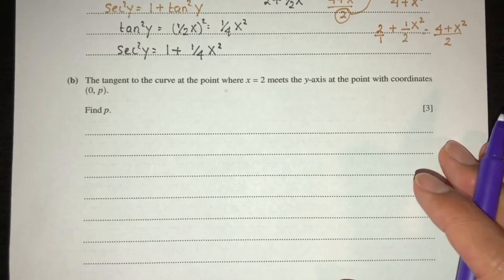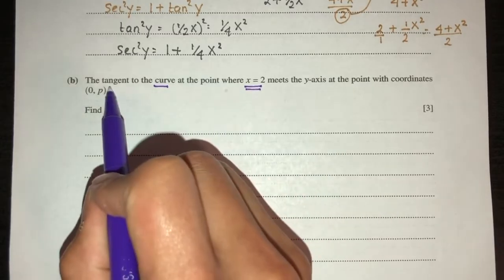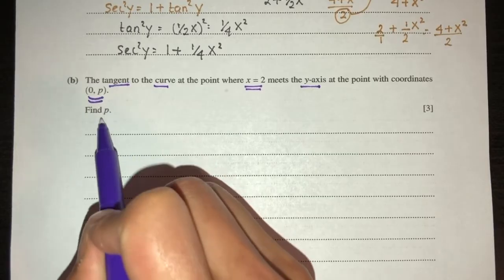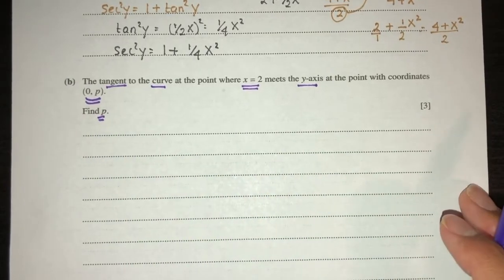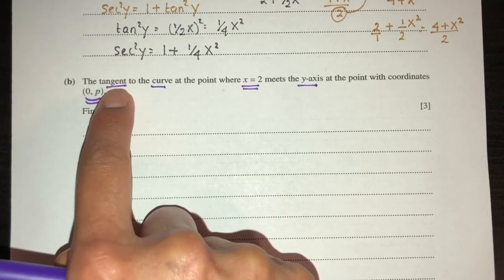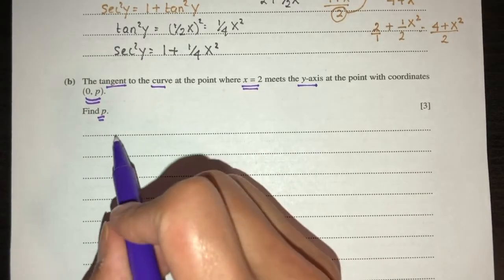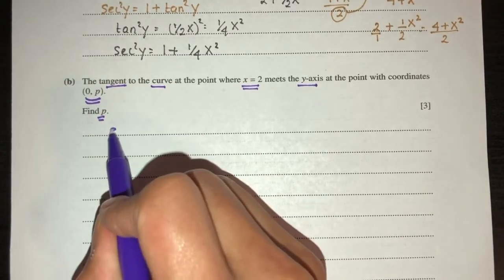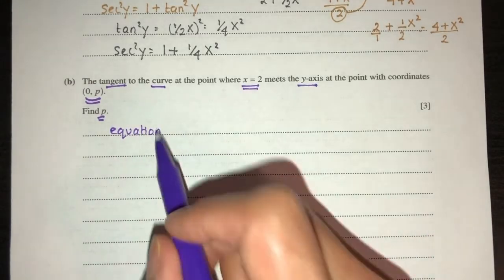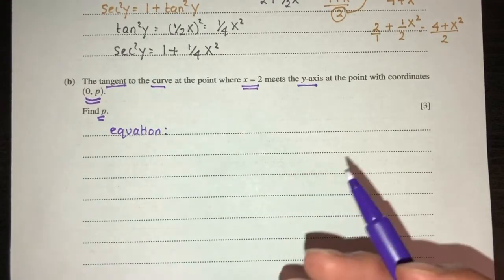Now for part B, the tangent to the curve at the point where x equals 2 meets the y-axis at the point with this point, right? Find the value of p. So for us to find the value of p, we must first find the tangent. There's a reason why they told you the tangent to the curve, because you have to find the tangent first. So to find the equation of the tangent, first off, what is a tangent? It is a straight line. We know that we have to first find the gradient, right? And gradient is equal to dy by dx.